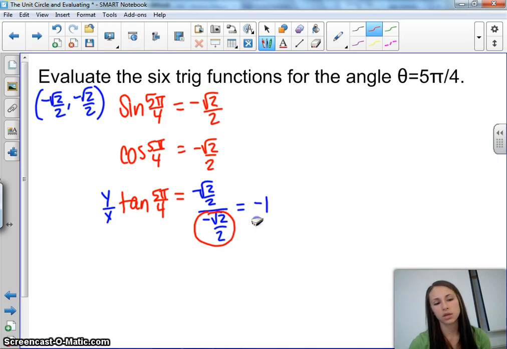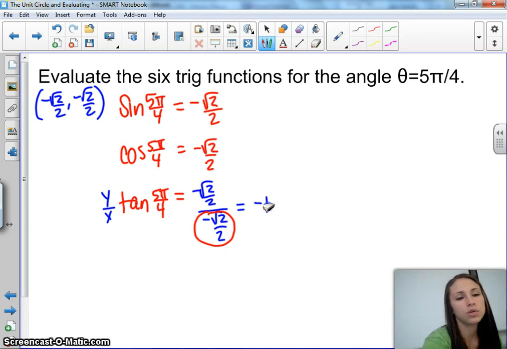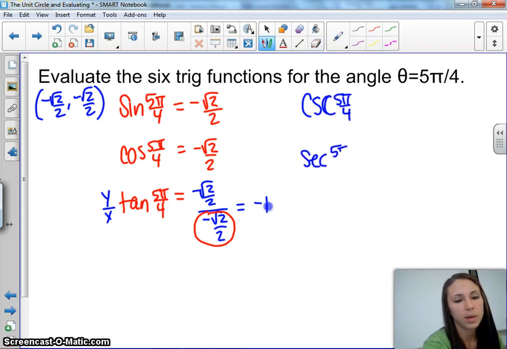But it's easier just to think of it like that and make that a negative 1. Now, I'm going to do the other 3. So sine goes with cosecant. I'm going to do the cosecant of 5 pi over 4, the secant of 5 pi over 4, and then the cotangent at 5 pi over 4.